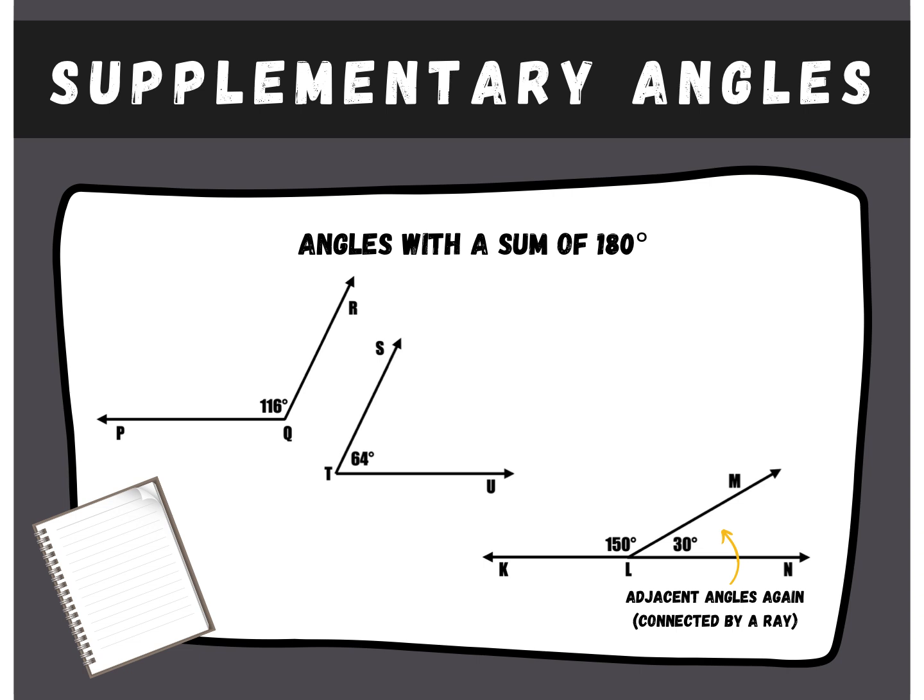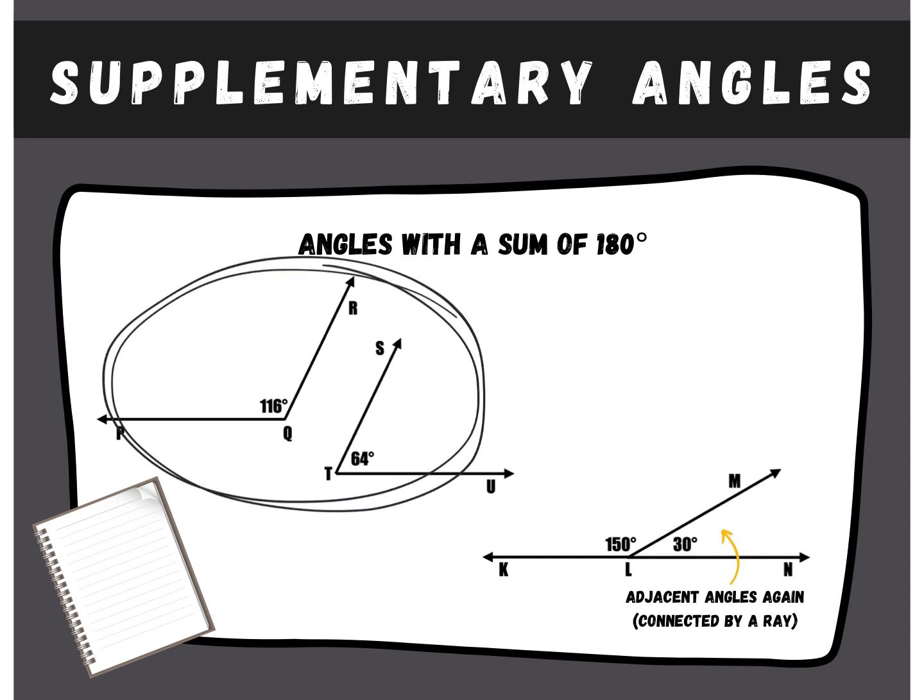Now, supplementary angles are slightly different, but similar to complementary angles. It's just that they have a sum of 180 degrees instead of a sum of 90 degrees. So they make what we often call a straight angle or a linear pair. Now, this is an example where they're completely separate and they're supplementary. This, again, is an example where they are adjacent angles. Remember, that means that they share a common point, a common vertex, and a ray, but they don't overlap. They're just touching. So these are examples of supplementary angles.